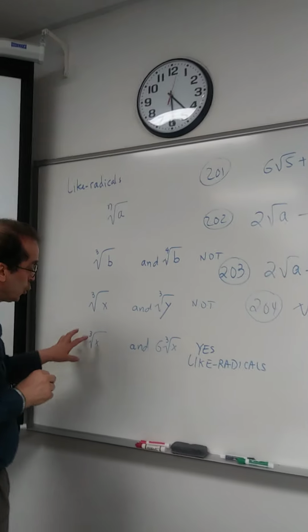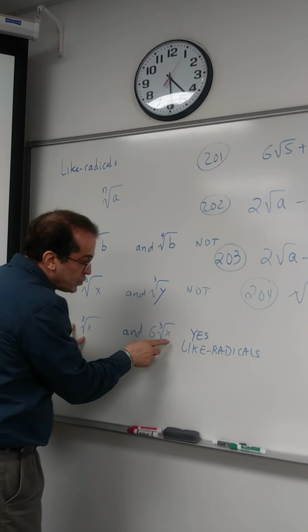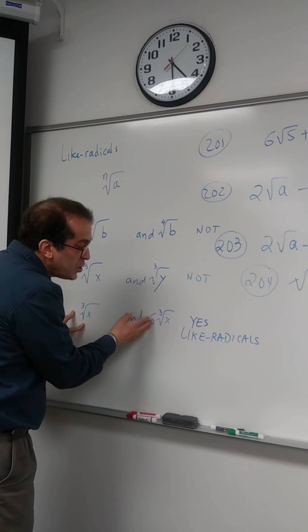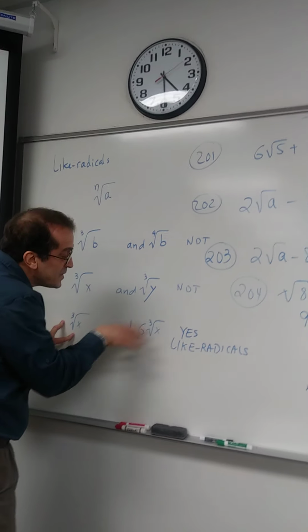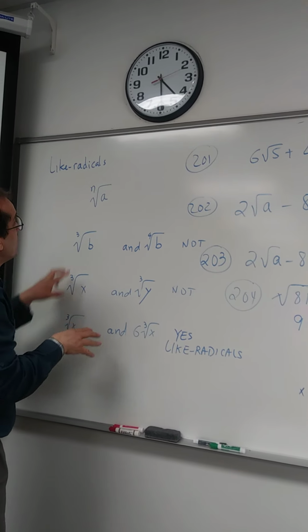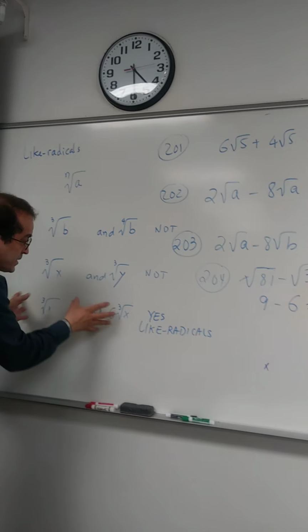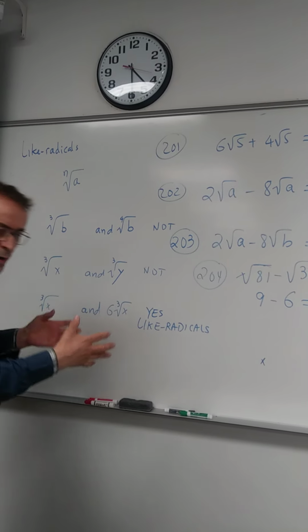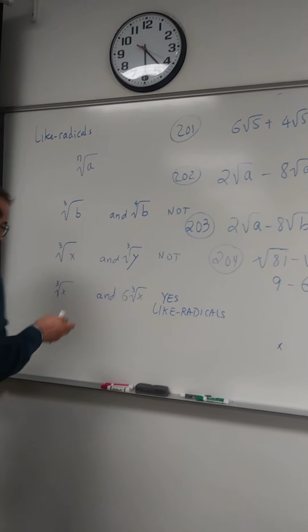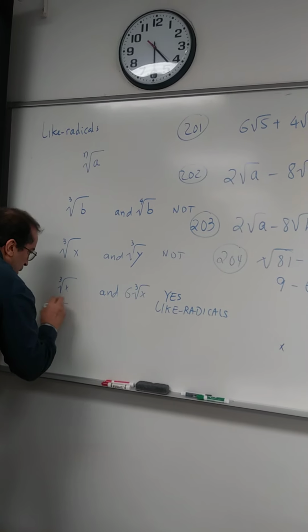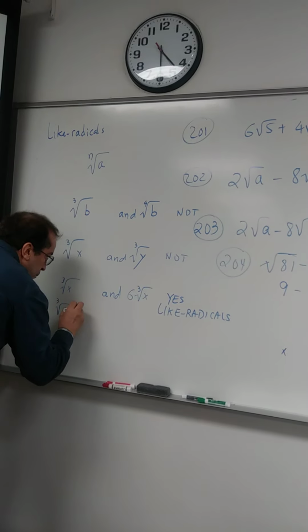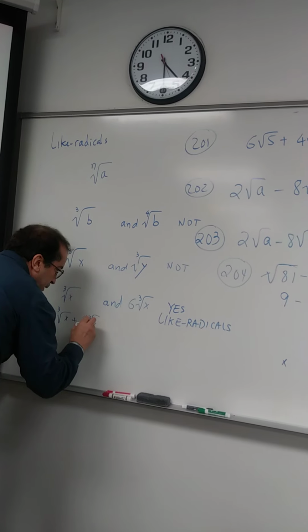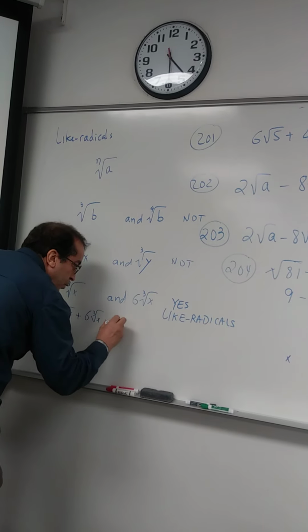Like this, cubic root of x and 6 cubic root of x. The 6 is a coefficient that's on the outside, so it doesn't affect whether it's a like radical or not. These are like radicals and they can be combined. They can be added, they can be subtracted. So for example, if I wanted to add this to this, cubic root of x plus 6 cubic root of x is 7 cubic root of x.